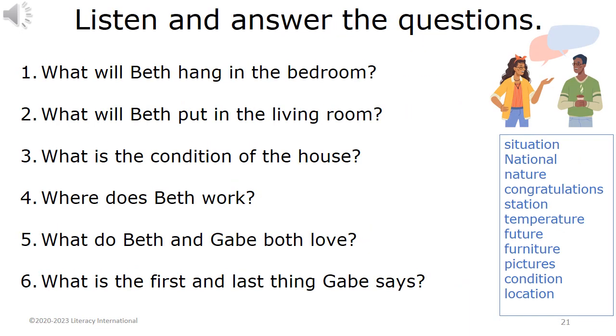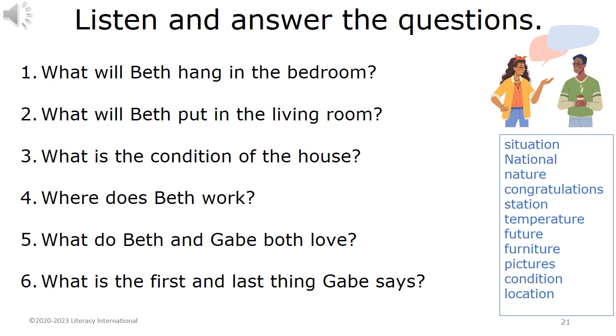Hi, Gabe. I'm so happy. I just rented the perfect house, and it's not expensive. Congratulations, Beth. That sounds wonderful. Tell me all about it. The house is in really good condition. They just painted all the walls and ceilings. The bedroom has lots of space to hang my pictures. And I can fit all my furniture in the living room.